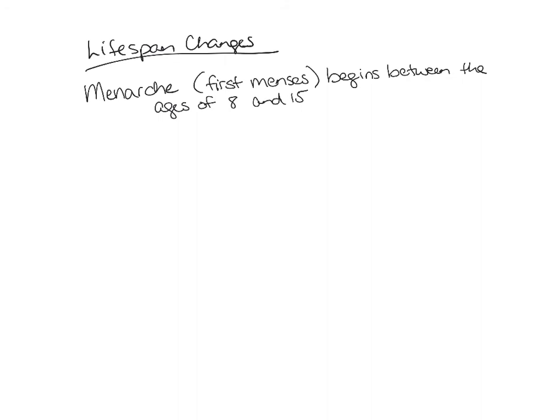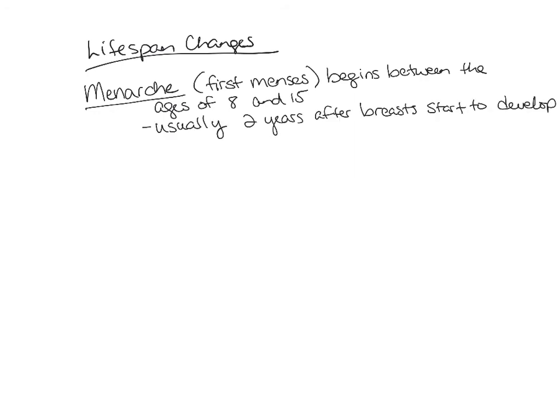I want to go over a couple of lifespan changes that a girl goes through. A girl can start her period anytime between the ages of 8 and 15. Most of the time, the first period, which is called the menarche, starts about 2 years after the breasts first start to develop. If a girl has not had her first period by age 15, or if it's been more than 2 to 3 years since breast growth started, then her menstrual cycles have been delayed.